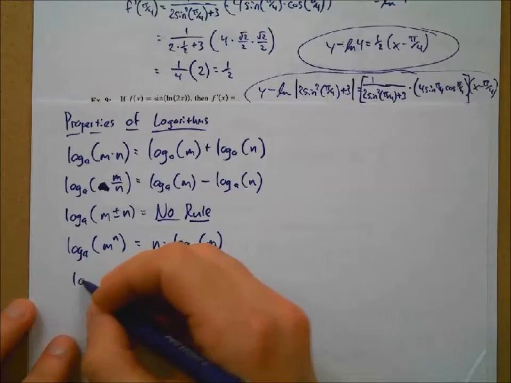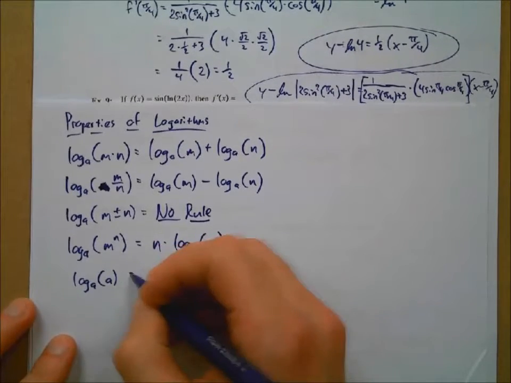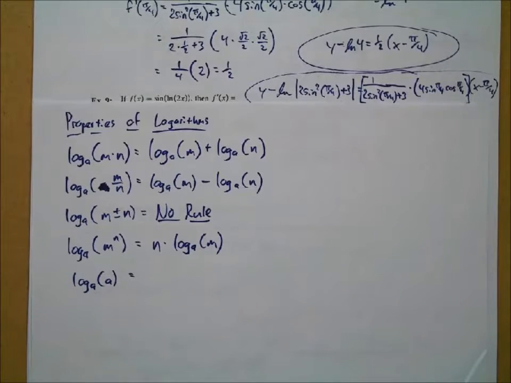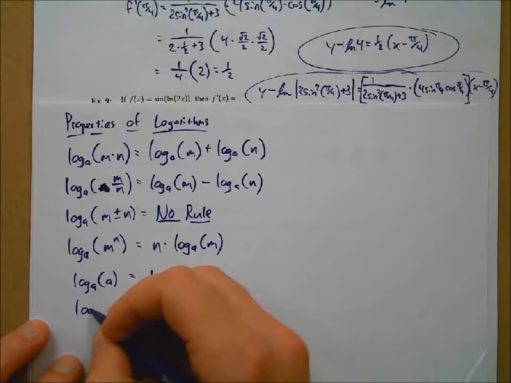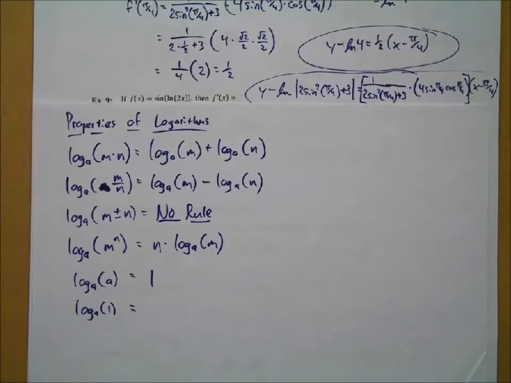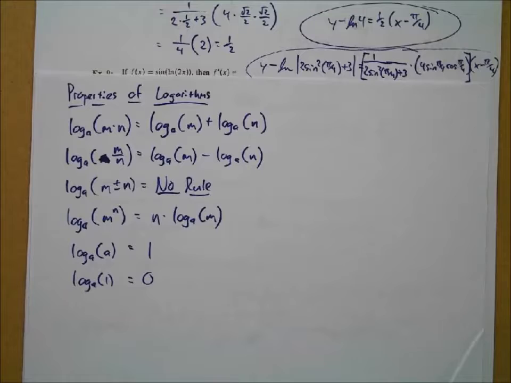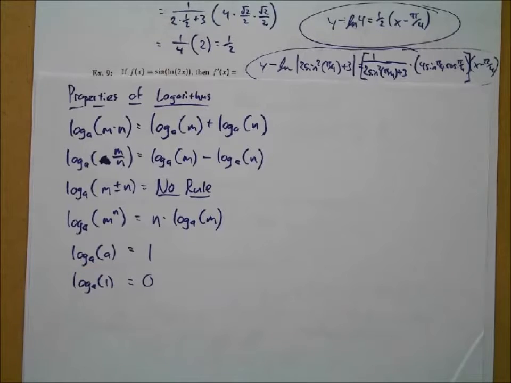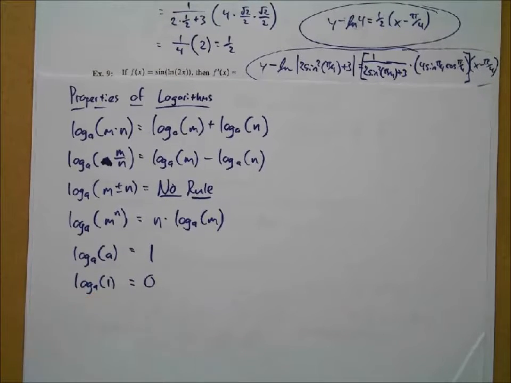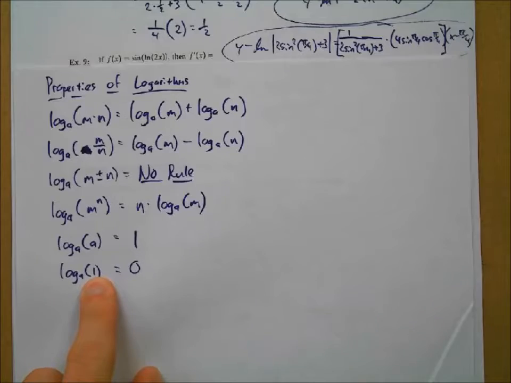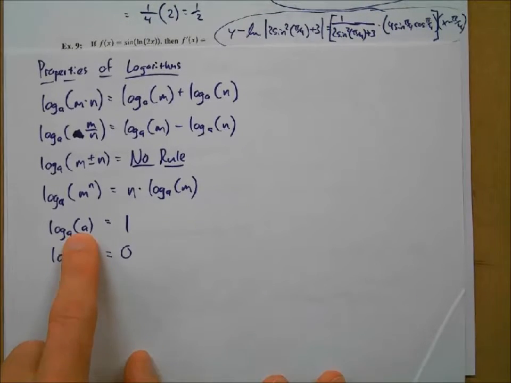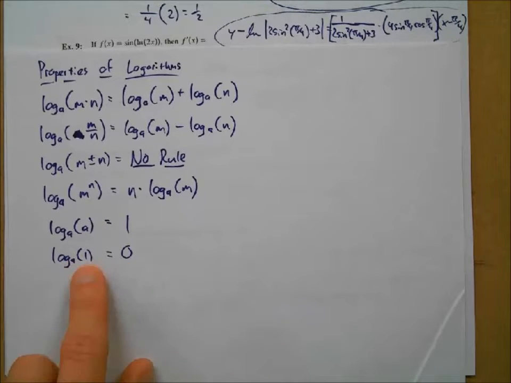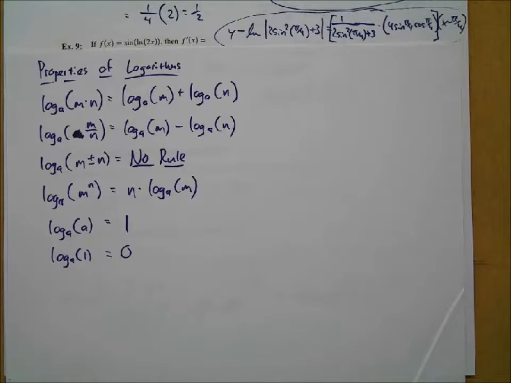I guess I'll do one more. What's log base a of a? 1. Okay. And what's log base a of 1? 0. Remember that a logarithm, in a fundamental sense, is asking: a to what power gives us a, or in this case, a to what power gives us 1? So a to what power gives us a? Well, it's a to the 1. A to what power gives us 1? Well, a to the 0 gives us 1. Okay, so those are some examples right there.